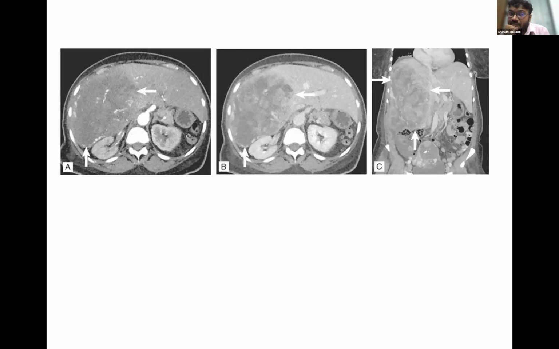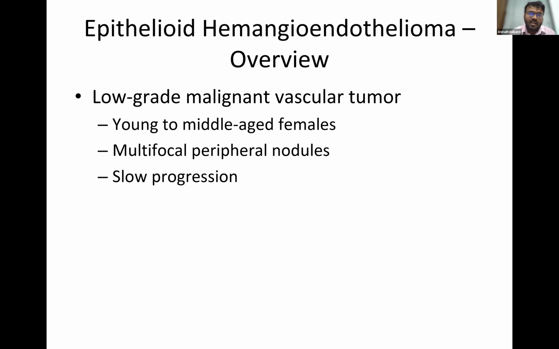We may say it mimics hemangioma, but it is so aggressive looking that it cannot be hemangioma. Plus, you can see so many vessels here, so hypervascular. The name itself tells angiosarcoma. So it is angiosarcoma. Now, this is epithelioid hemangioendothelioma. It is a low-grade malignant vascular tumor, seen in young to middle-aged females, with multifocal peripheral nodules and slow progression.